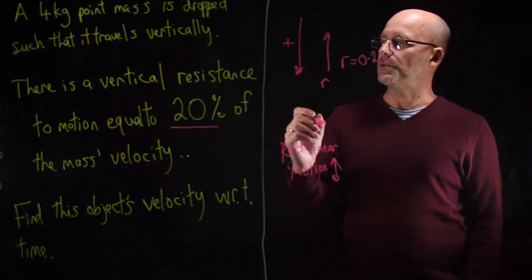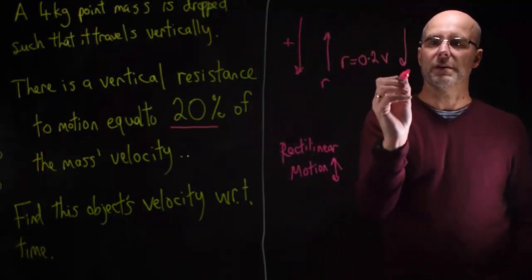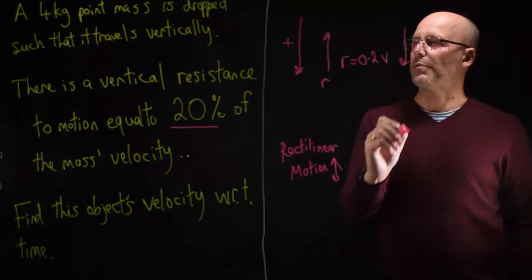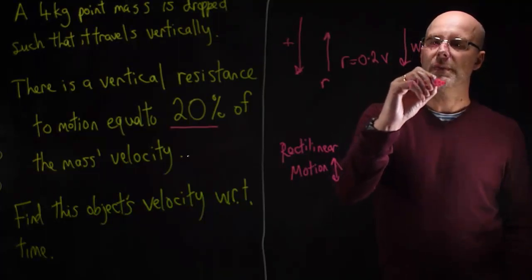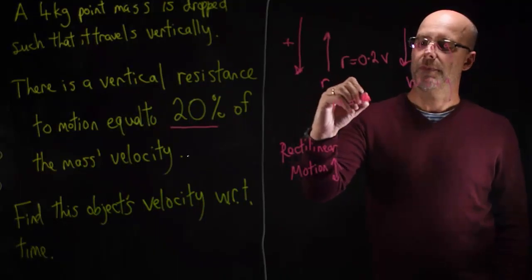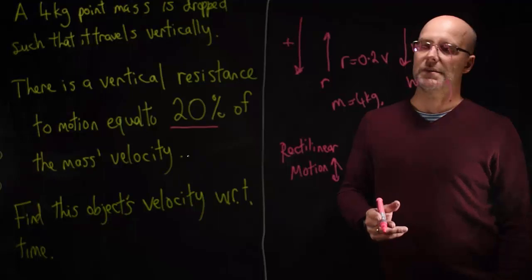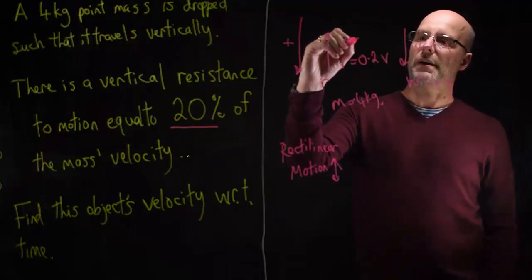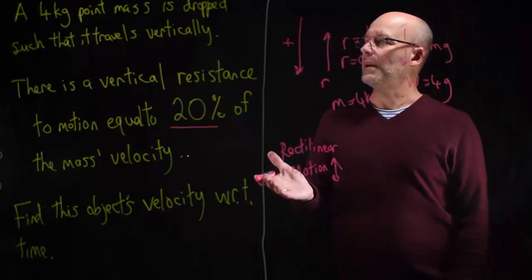And we've got to consider also the weight, okay? So we've got weight going down, and weight is mg from our previous work. In this case, weight will be 4g because the mass is 4. Okay, what else do we need to look at here? So it's basically 0.2. We could call that R equals 1/5 V if you prefer to work in fractions. Of course, that's a minor point there.